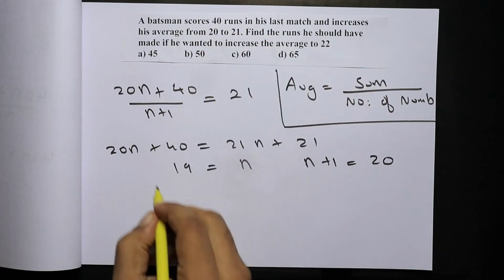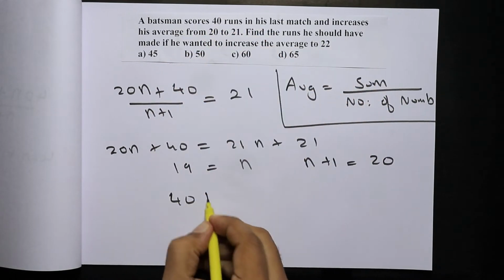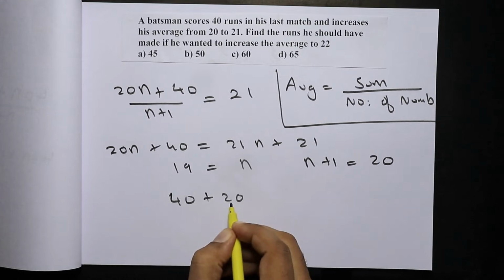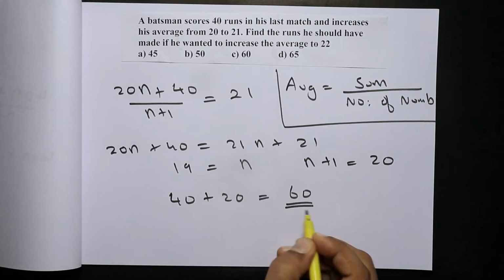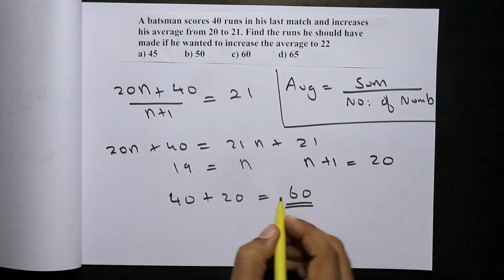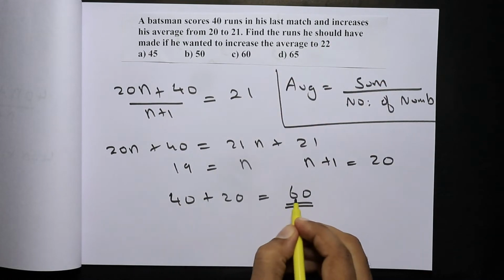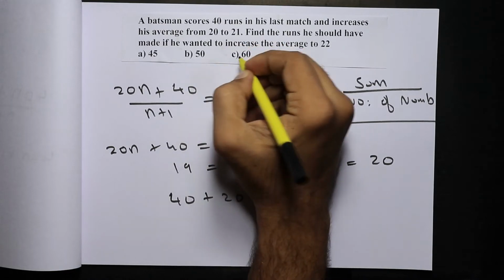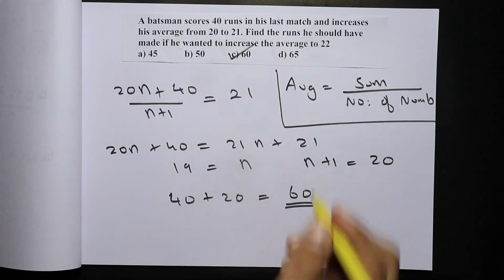He has already scored 40. So he should have scored another 20. So he should have scored 60. Then the average will increase to 22. So he should have scored 20 more than 40. He should have scored 60. So option C, 60, is the right answer.